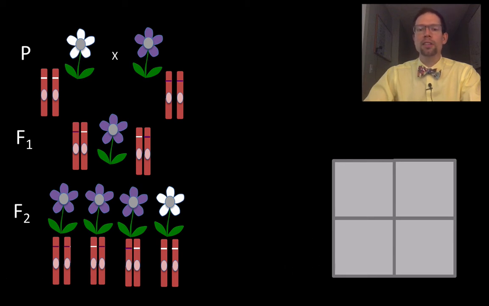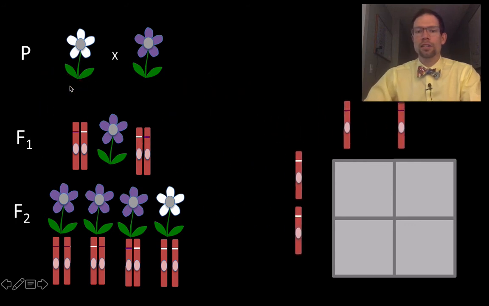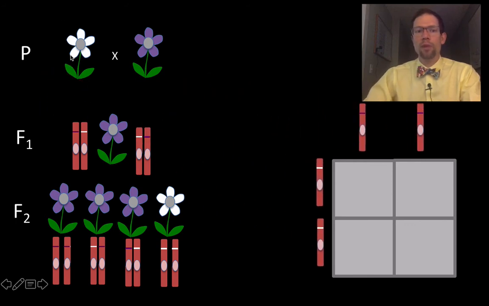And what alleles I can get is dependent on what alleles are present here. So you can see for the white plant, I have two chromosomes with the white alleles on them. So this represents a gamete. This gamete would get this allele, this gamete would get this allele, and then this would be the other parent's gametes. This one would get a purple allele, and this one would get a purple allele as well.